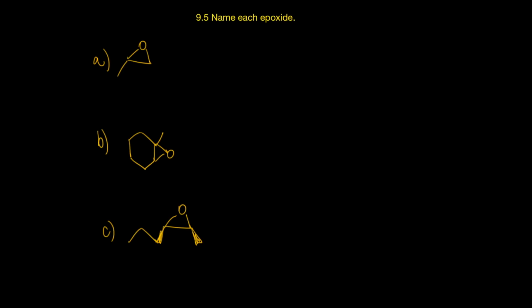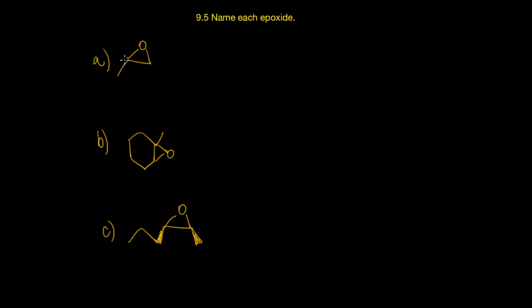Let's get started. In this problem, we're asked to name each epoxide. There are 3 ways to name epoxides, and it can get very confusing. Hopefully, the professor teaching your class only asks you to name the epoxides one way for any given compound, but just to be complete, we can name this from the alkene that it's formed from.